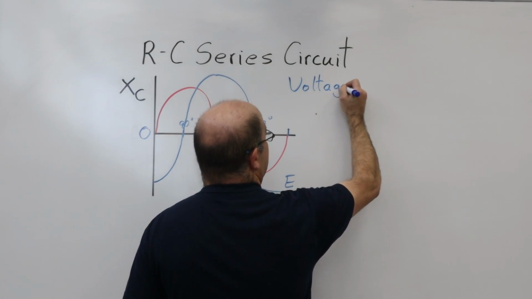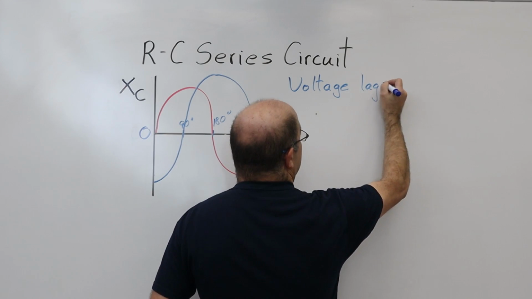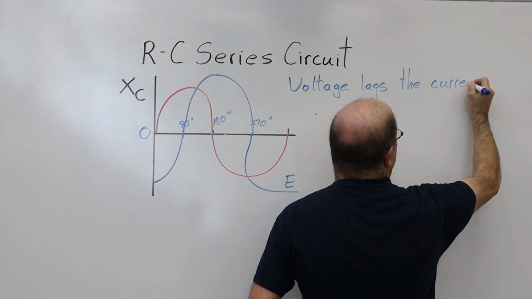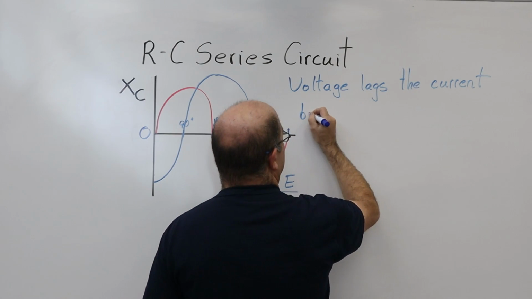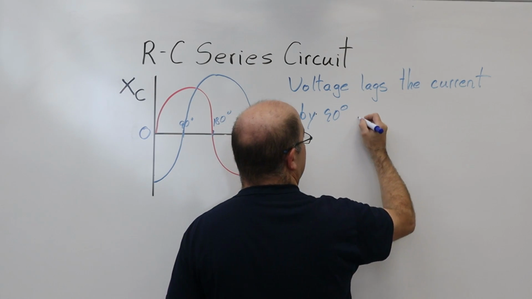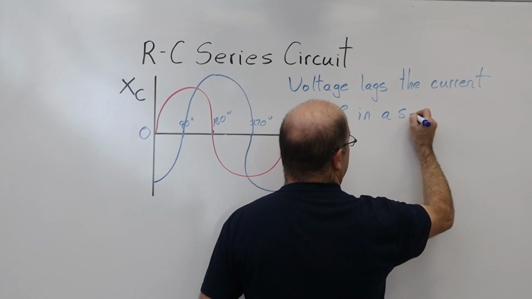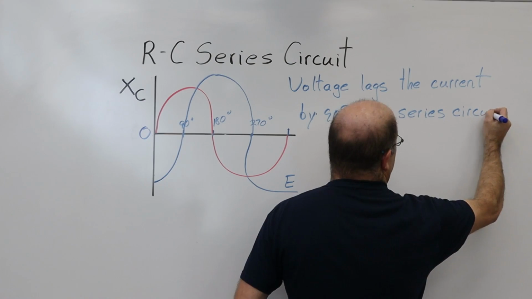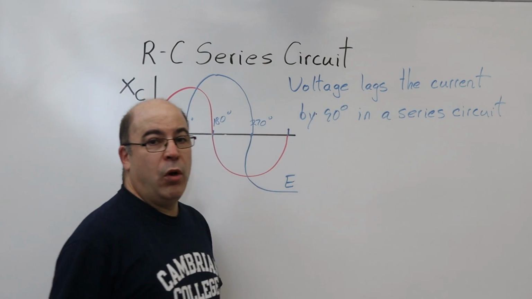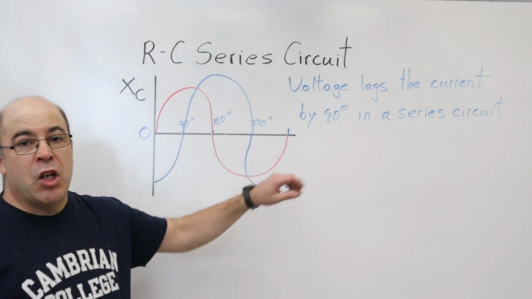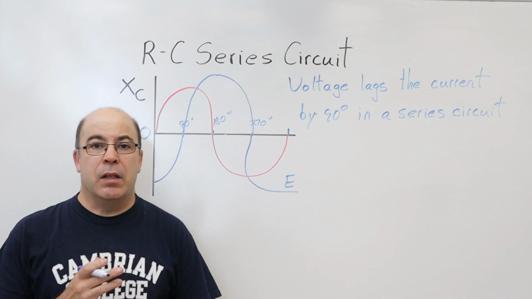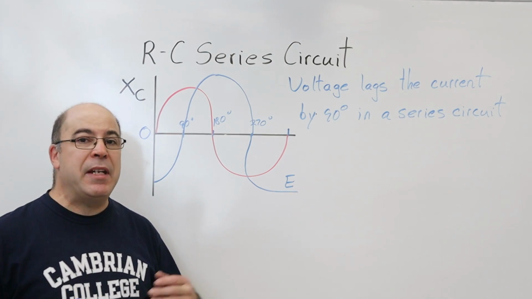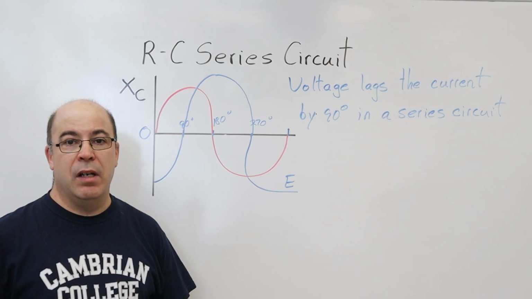Voltage lags the current by 90 degrees in a series circuit. It is important that we put down context, meaning why does the voltage lag behind the current? It's because it is a series circuit.